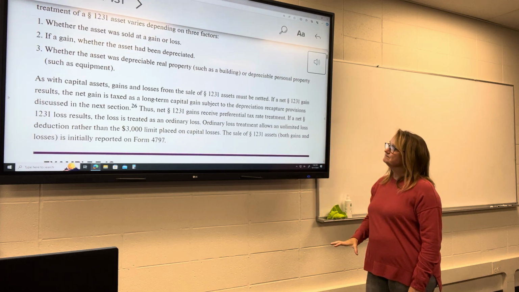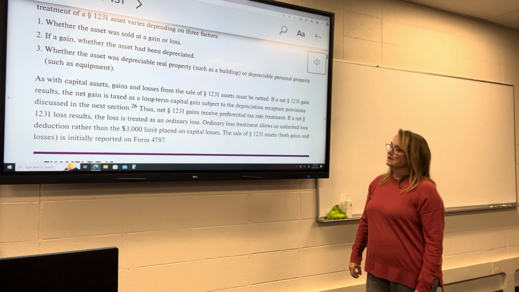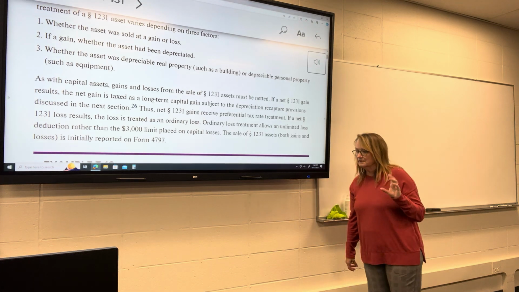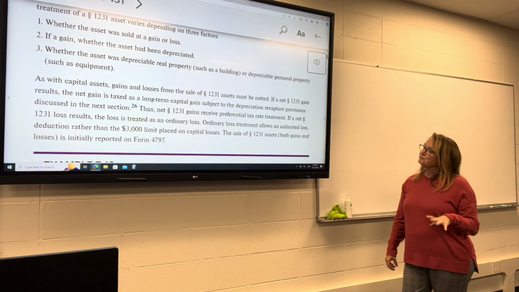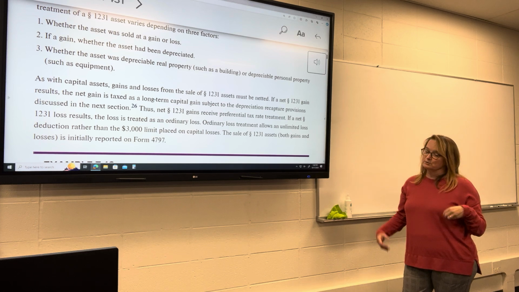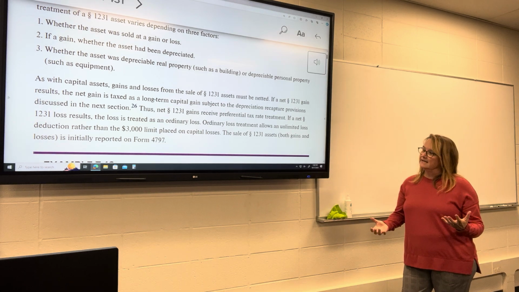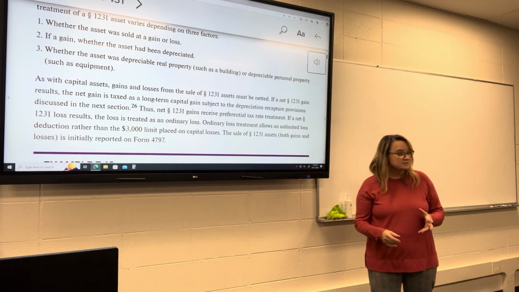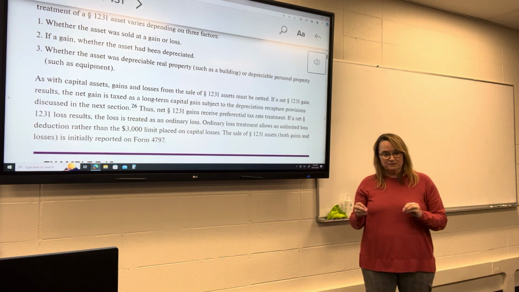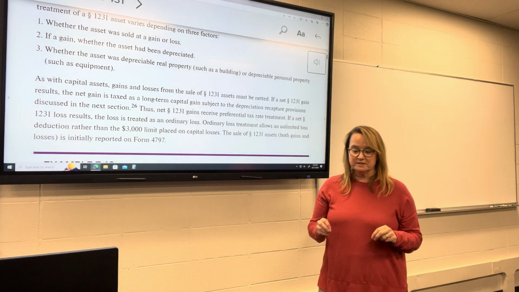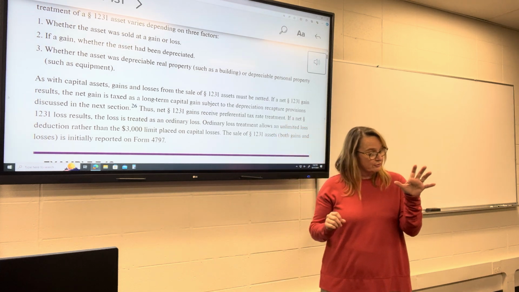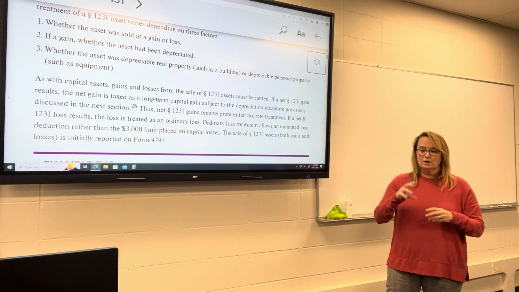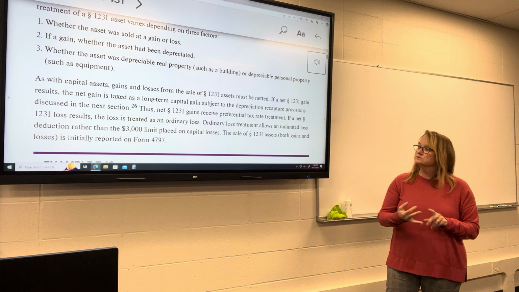We have to net the gains and losses, but it's not quite as complicated as the capital gains netting is. So if a net 1231 gain results, so if you net all of them together and there is a gain, then the gain is going to be taxed at long-term capital gain tax rates, except for the depreciation portion. All those long-term gains are going to get that special tax rate treatment.